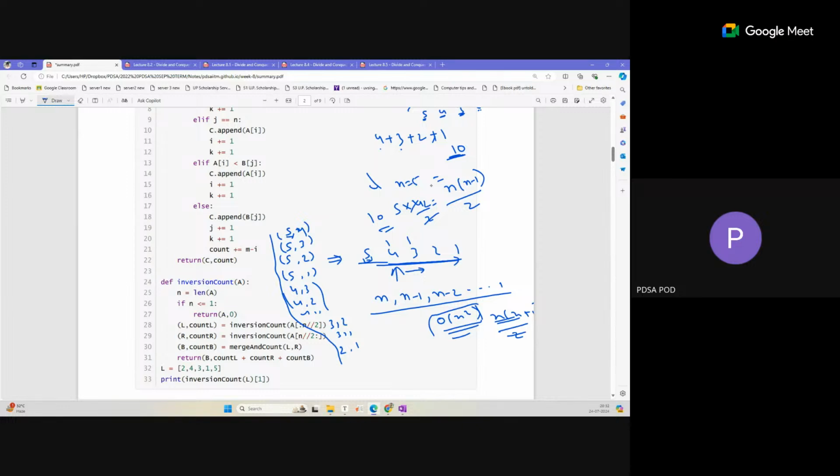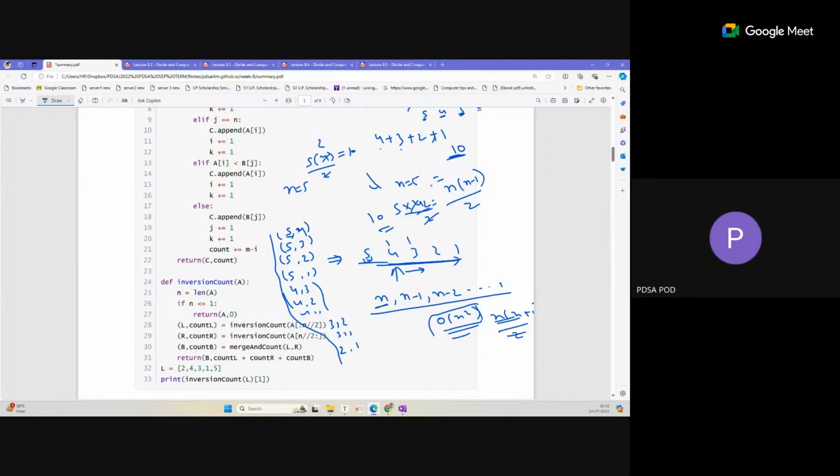That value you can directly calculate by this formula. If n is 5, you calculate 5 into 5 minus 1, divided by 2, which gives 10, the total number of inversion pairs. So this is the problem: we want to count the inversion pairs in this ranking, and how can we count them? This is the naive approach, where I take one element and compare it with each remaining element.